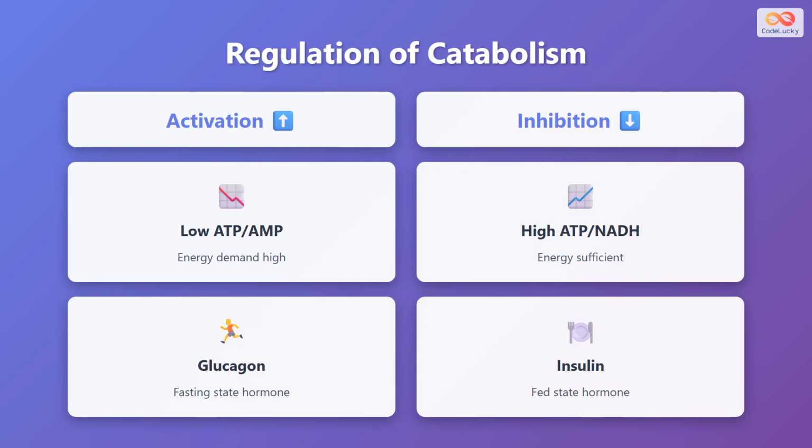Catabolic pathways are tightly regulated based on the cell's energy needs. Catabolism is activated when ATP levels are low and AMP levels are high, signaling energy demand. The hormone glucagon also activates catabolism during fasting states. Conversely, catabolism is inhibited when ATP and NADH levels are high, indicating sufficient energy. The hormone insulin inhibits catabolism during fed states when nutrients are abundant, and the body shifts toward energy storage.